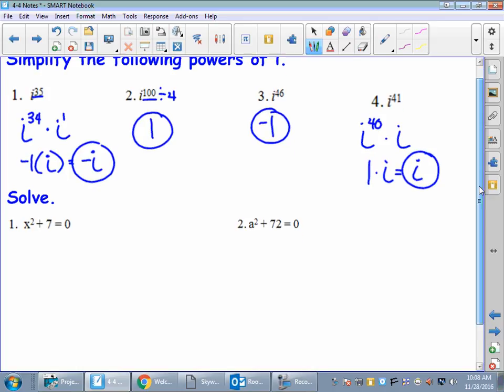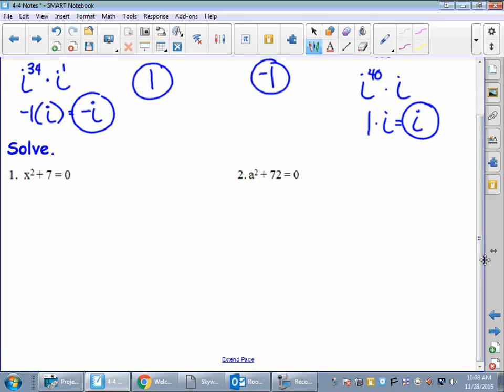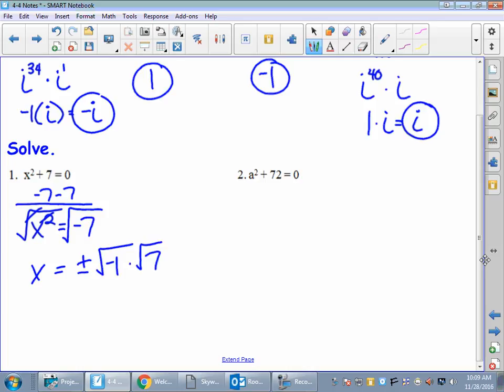All right, the third part is solving. Pretty simple. We need to solve. We're going to use the square root property. So I'm going to subtract 7 from both sides to get the variable by itself. X squared is equal to negative 7. To undo the square, we're going to take the square root. And anytime you use the square root property to solve, you got to remember plus or minus. And the square root of negative 7 becomes the square root of negative 1 times the square root of 7, which is going to simplify to plus or minus i root 7.